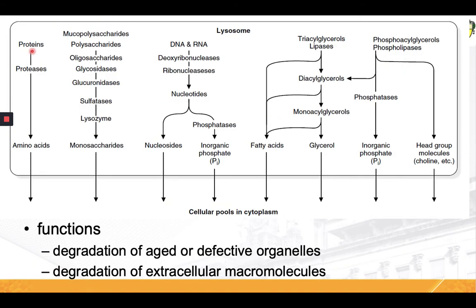This is an illustration of the degradation of exogenous and endogenous macromolecules in the lysosome. As you can see, this illustration just reiterates the functions of lysosomes: first, the degradation of aged or defective organelles, and secondly, the degradation of extracellular macromolecules brought into the cell by endocytosis. Feel free to pause the presentation to trace the degradation of the different macromolecules and their corresponding products.